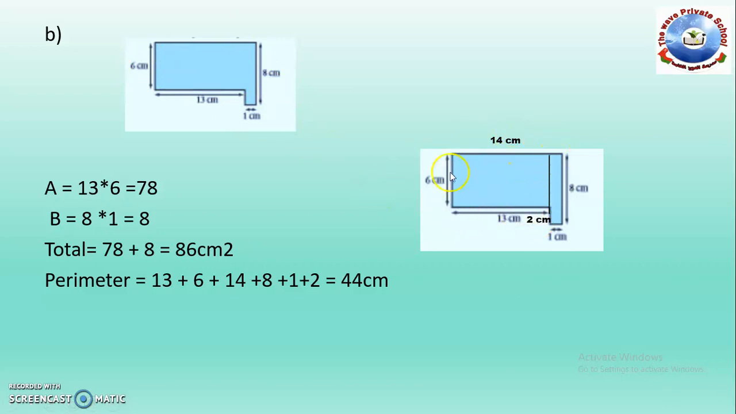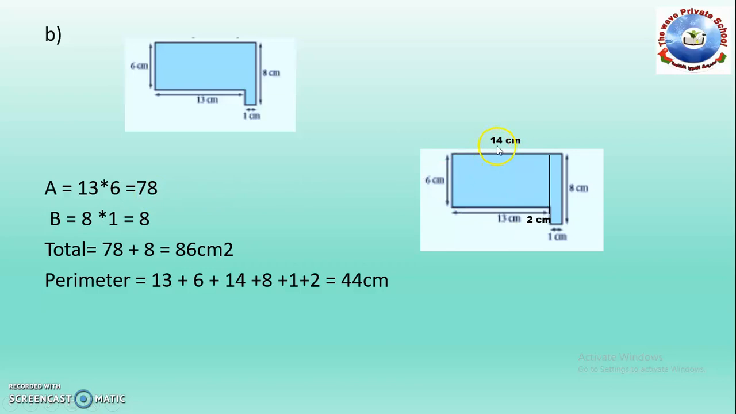Now we know the length of each part. After that we will divide into two parts. This is the part A of rectangle and this is the part B of rectangle. So area A of rectangle, this is the area of A. Here 6 multiplied by 13. This side length is 13. 13 multiplied by 6 will be equal to 78.